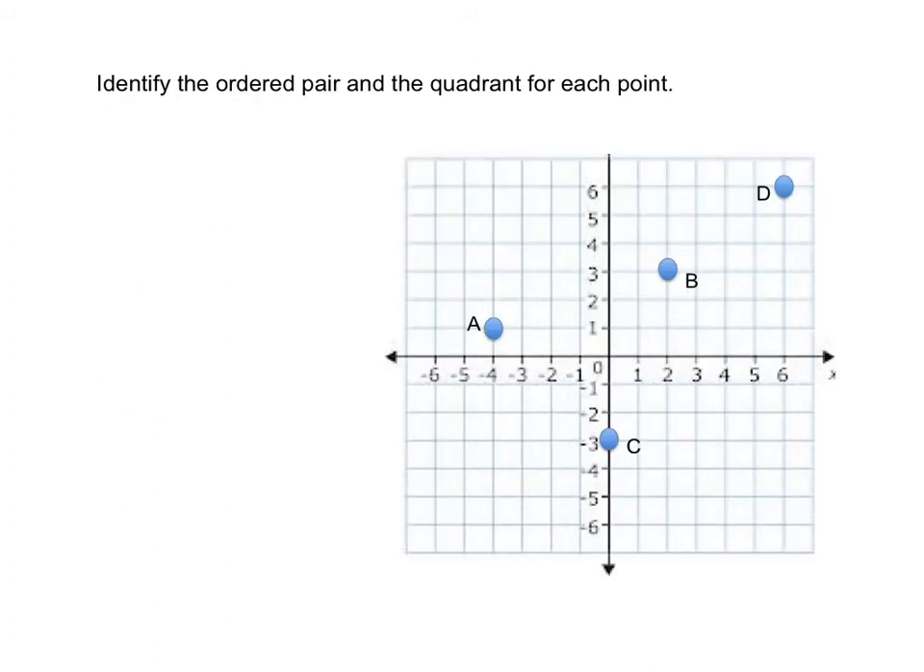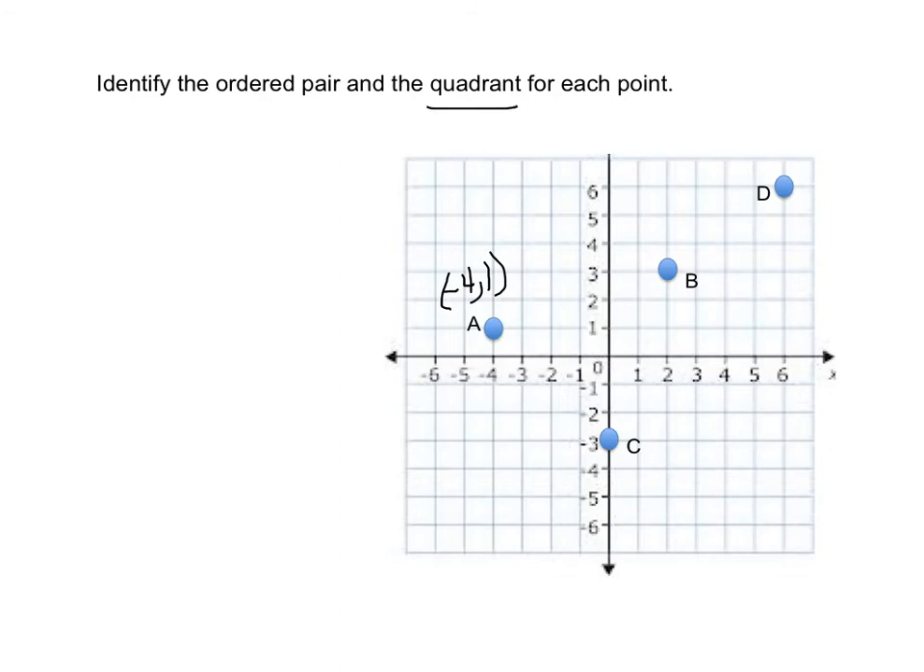Last thing we want to look at is just identifying ordered pairs and the quadrant for each point. It's really the opposite of what we were just doing. The points are already graphed, and we're going to just give the ordered pair for them. So for example, if we look at point A, if we start at the origin, remember our x coordinate is always first, our horizontal, is at negative 4. And then it's up 1 from there, so its ordered pair is negative 4, 1.